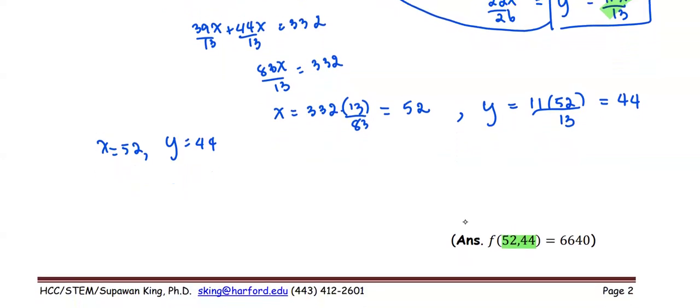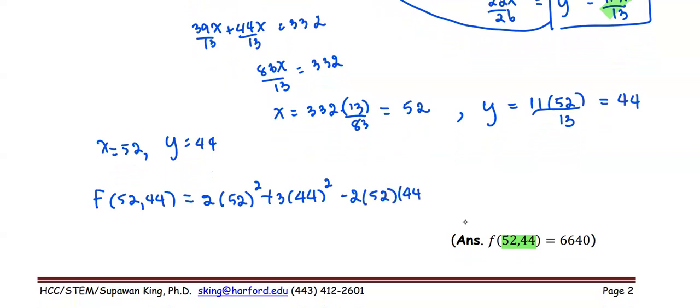So we are looking for the function value at, let's see, let's clean up. So the function value at 52, 44. We go back to the given function, and the given function is 2 times x squared, now it's 52, plus 3 times y squared, which is 44, minus 2 times x times y, 2 times 52 times 44. The answer should come out as 6,640 as designed.